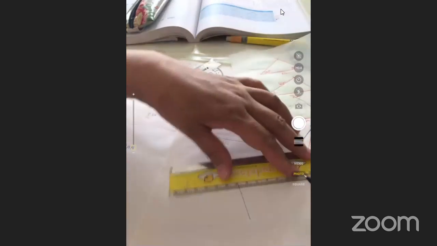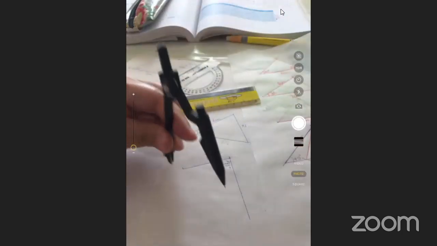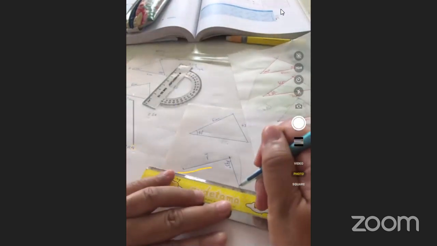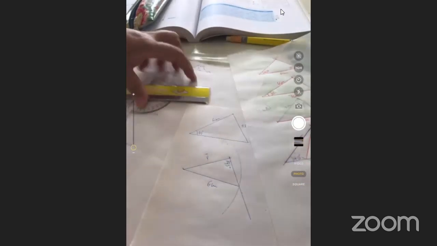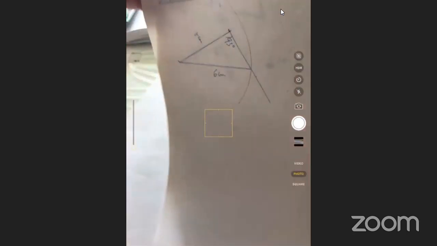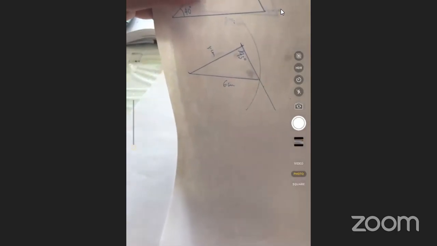Then in this case, I use my compass here now. 6 cm. Now this time, there's only one. There's only one triangle. Therefore, in this case, oh, I didn't draw on this one. But can you see that? I didn't draw on the transparent paper, the tracing paper, but they overlap each other, right? You can see that.